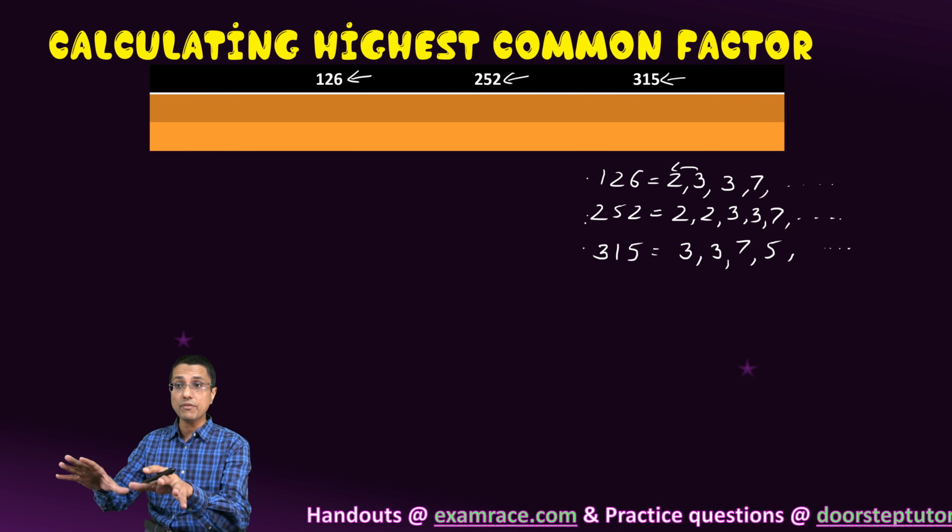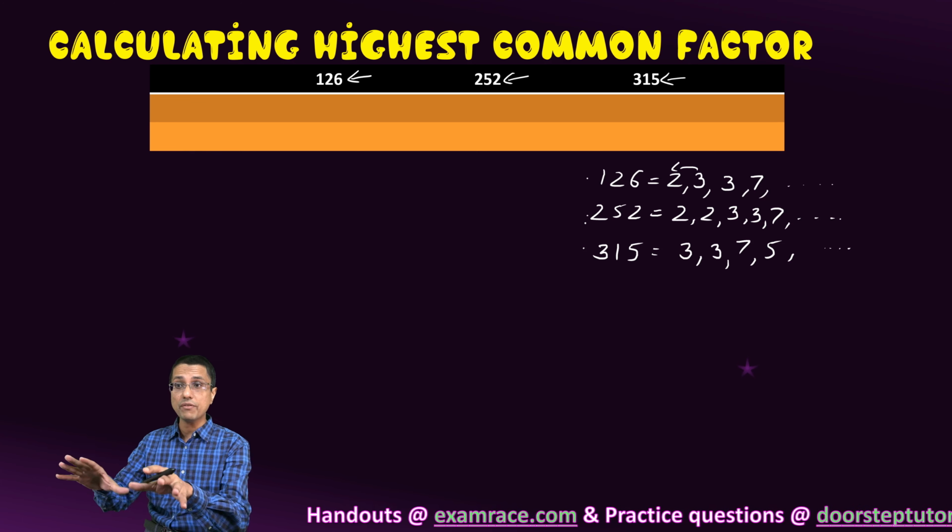The very first one is actually 3. 3 appears here, here and here, so we make a note of that. Again, there is a second 3 which appears here, here and here, and so we make a note of that. My HCF is simply 3 into 3, which is 9, right? So that's kind of understandable.